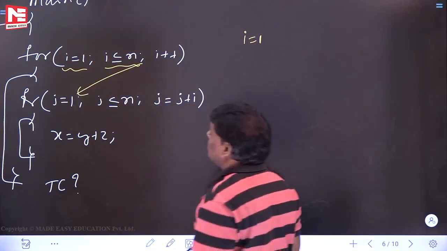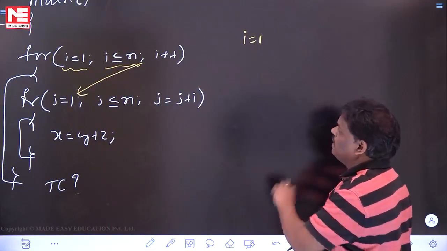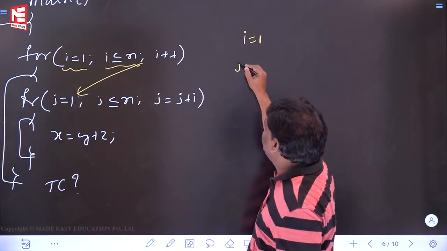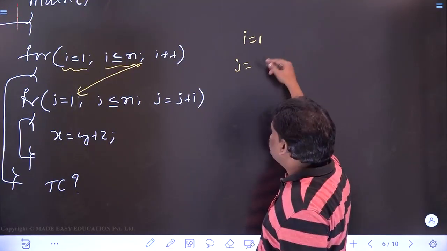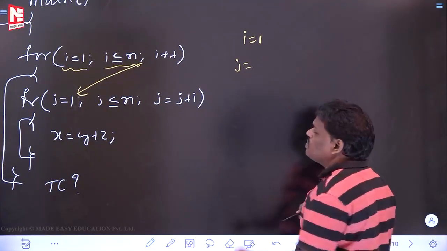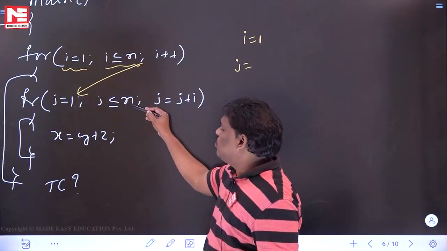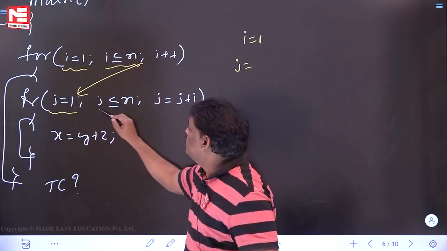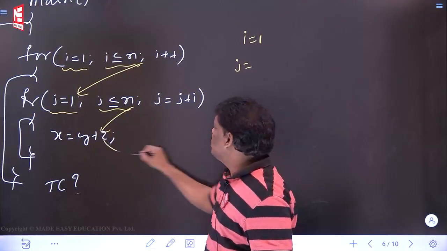For i equal to 1, for each i value the j loop is running. What about the j loop? i is equal to 1, it's okay. The j loop is what? j is equal to 1, j less than or equal to n, then execute the statement. Then afterward this one.